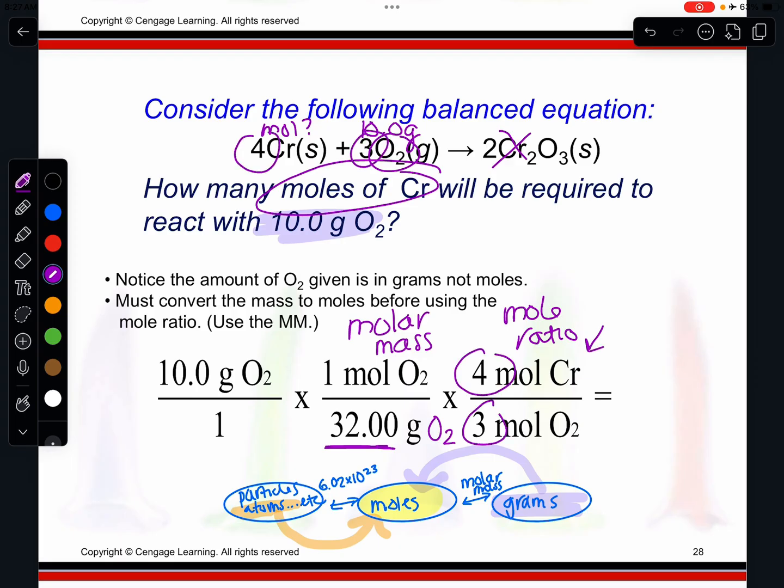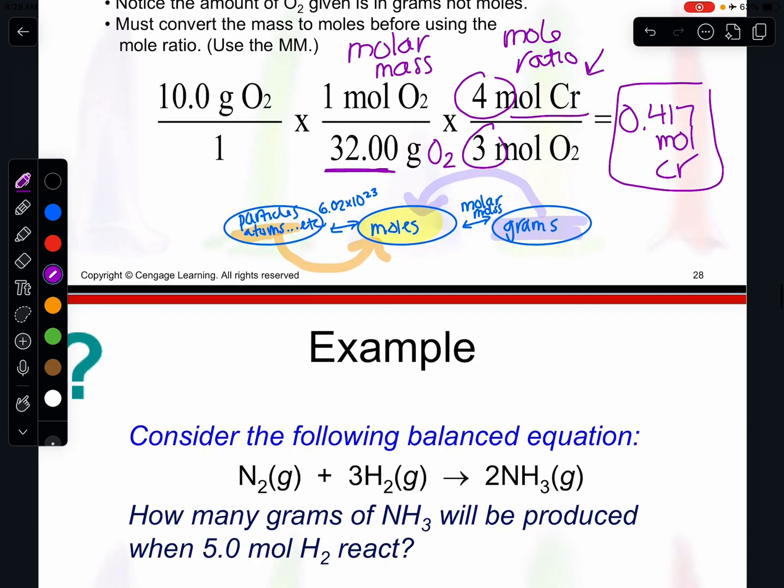And again, the 3 comes from the 3 in front of the H2O and the 4 in front of the chromium. So you can go ahead and try the math here. So it is 10 times 4. I like to do the whole top portion, but there are many ways to do this. Divided by 32 and then divided by 3. And I'm going to get a really small number. And remember, moles are really small, so don't be alarmed when your answers are decimals. So I'm going to go ahead and do 3 sig figs to be 417. And again, the unit is moles of Cr.